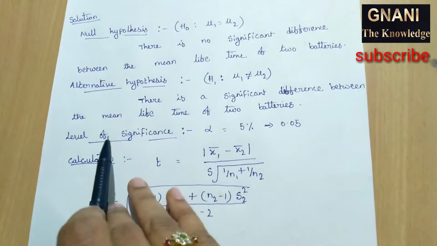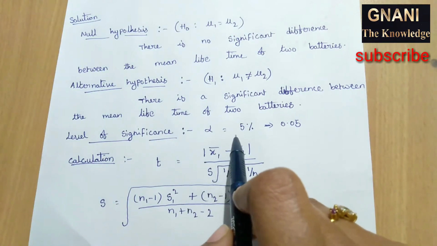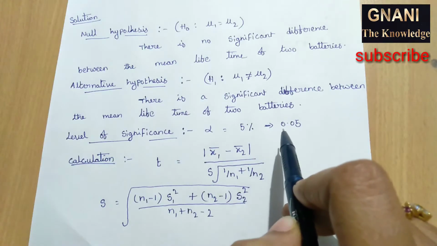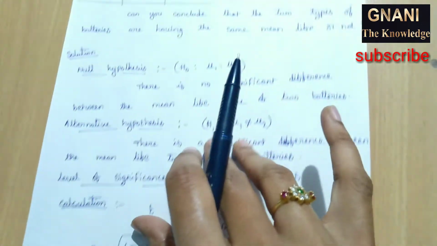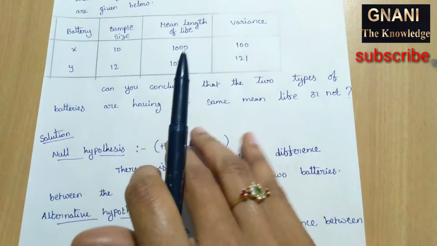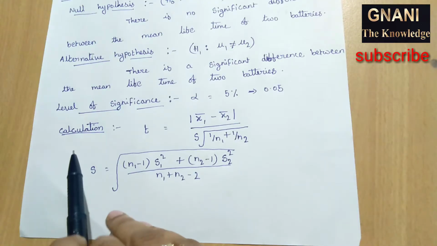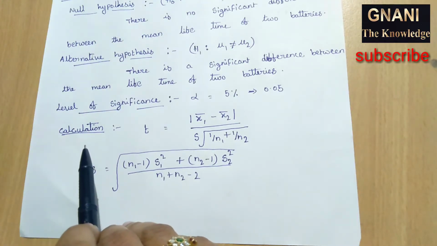What is the third step? The third step is the level of significance, denoted by alpha. Here it is 5%, that means 0.05. If the alpha level is not given in the problem, then we have to take 5% as the alpha value. What is the fourth step of the testing of hypothesis?